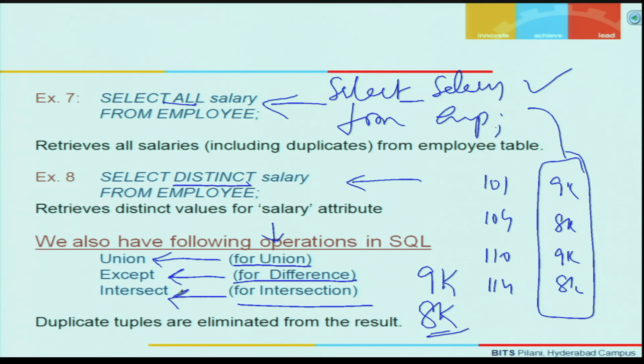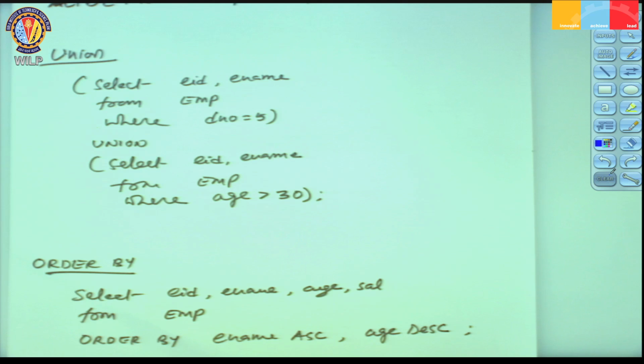For example, let us assume that I have an employee table. I have employee ID, employee name, department number, and age.